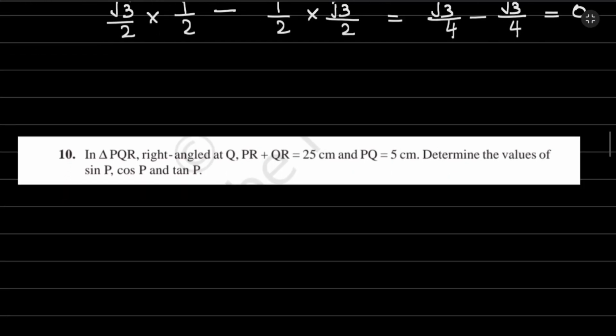Next, moving on to the 10th question. Here you are given a triangle PQR right angled at Q. PQ plus QR is equal to 25 centimeters. PQ alone is 5 centimeters. Determine the value of sin P, cos P and tan P.